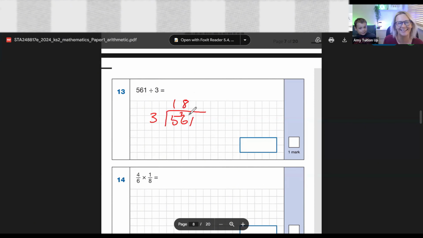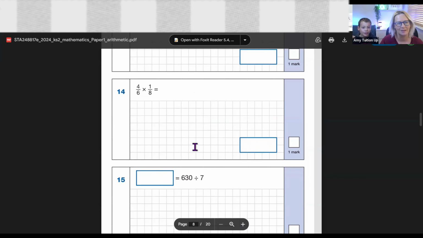Remainder? 2. And then 7. Yeah, good. 187. Perfect. Oh, you want to do the next one? Okay, cool. This one was in our SATs mock paper. Was it? It wasn't the exact one, but it was one like this. Yeah, there's always one of these.